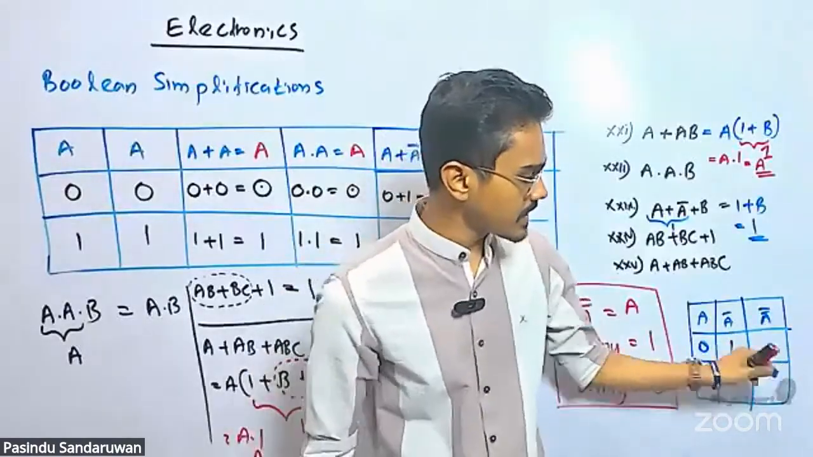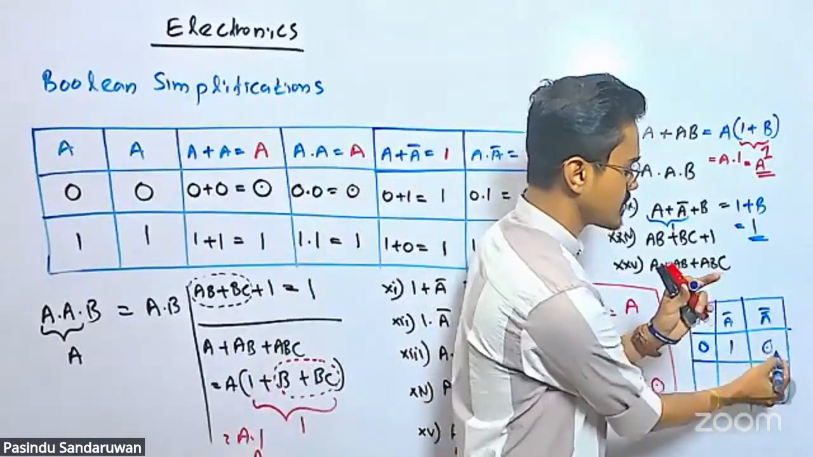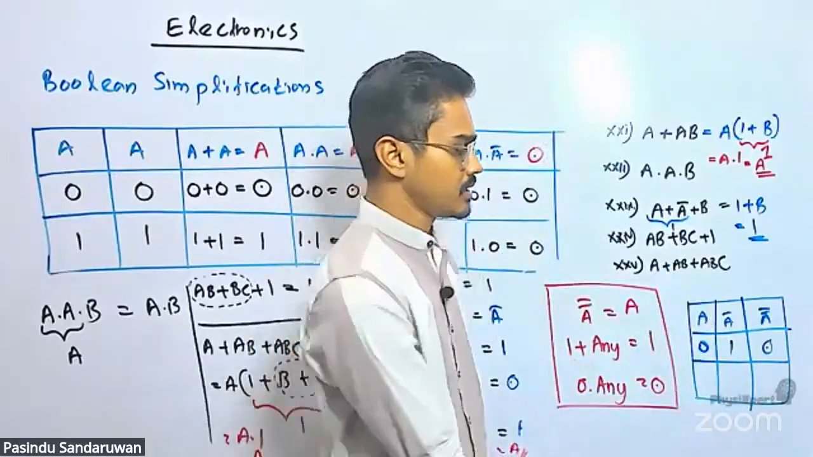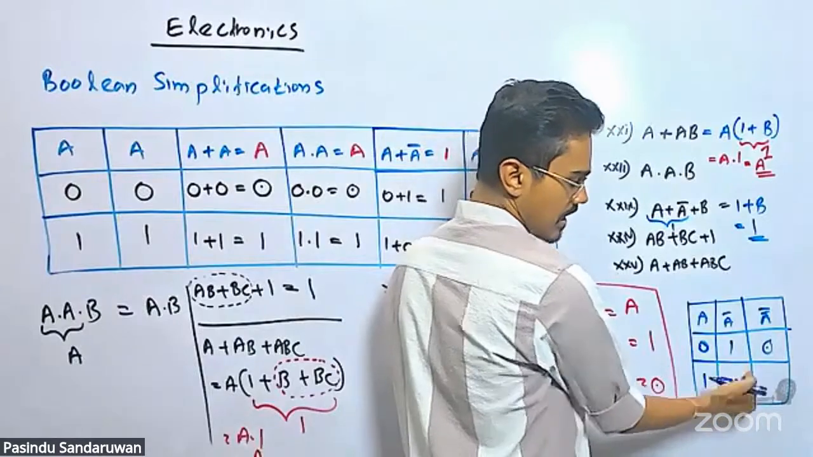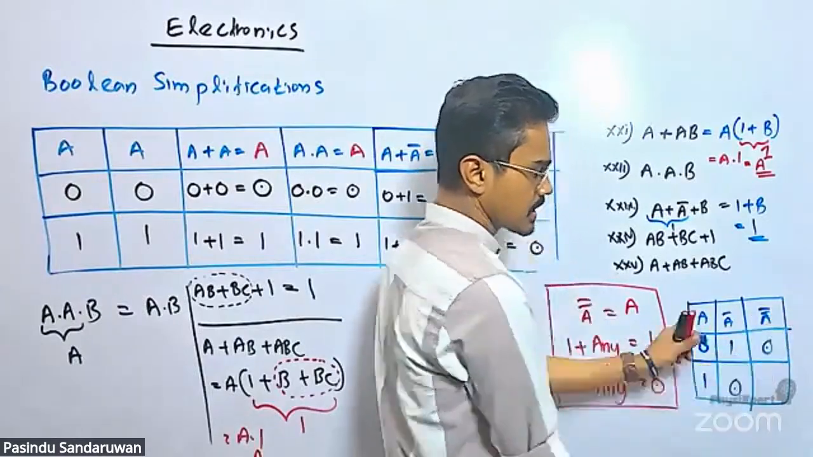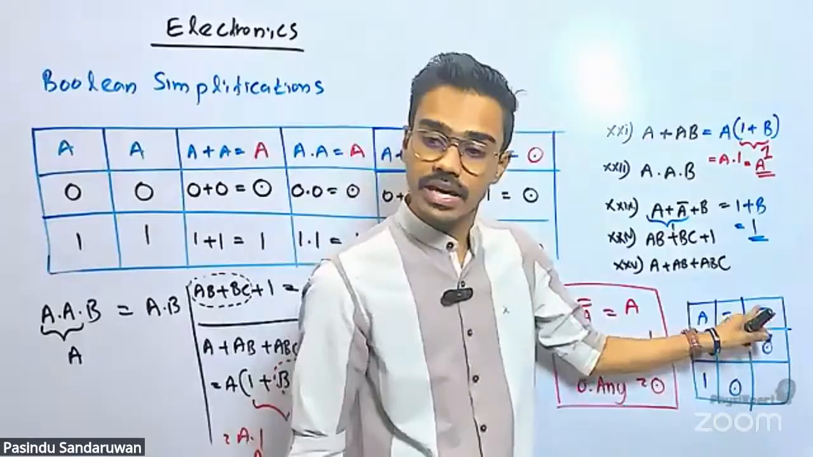Again, what is the complement of A bar? The complement of A bar is 0 again. If A is 1, the complement of A is 0. Then the complement of A bar is 1. This is the complement of A bar.